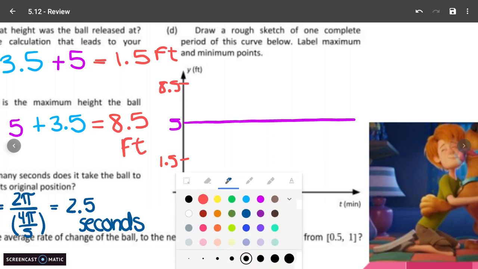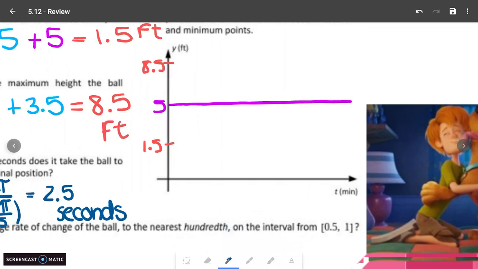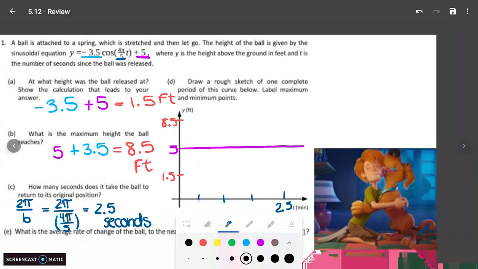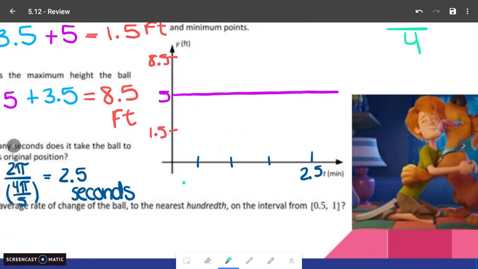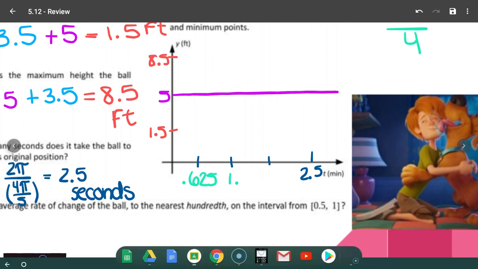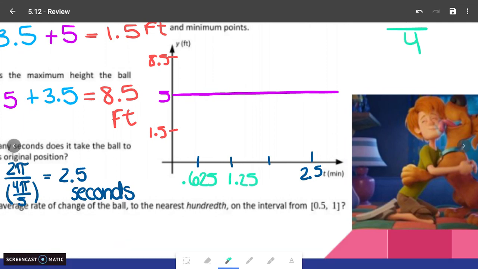Now, our period is going to take 2.5 seconds to complete, but remember, there are 4 increments along the way that we care about. So we're going to take that 2.5 and divide it by 4. And we end up with 0.625 seconds for the first one. We end up with 1.25 when I add another one of those. And when I add that one more time, I end up with 1.875. And if I added it again, we'd be at 2.5.